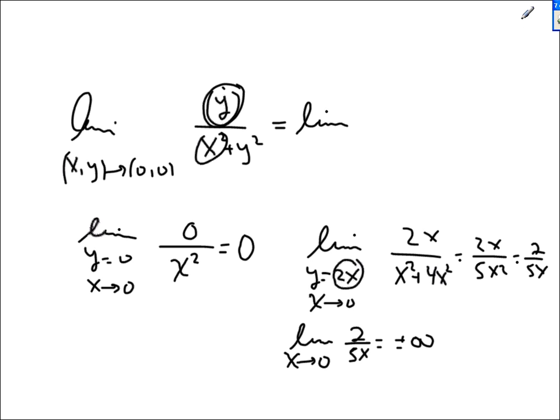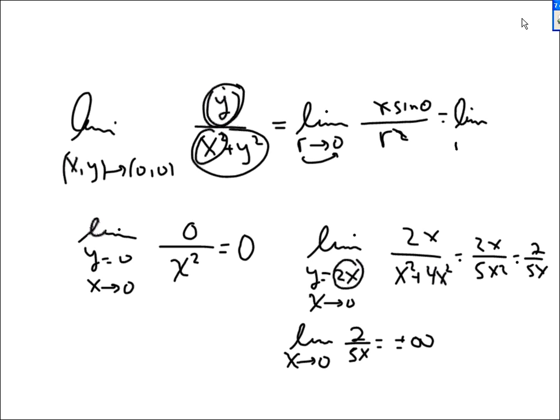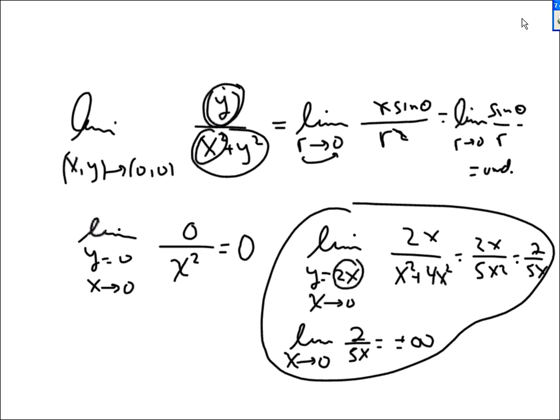Let us see what happens if we go to polar. We have the limit as r goes to 0. The bottom, that's just r squared. And the top is sine, y is the sine, right? It's r sine theta. Since r is not 0, I can divide top and bottom by r. The limit as r goes to 0 of sine theta over r, not 0, excuse me, divided by r. That's undefined, which is exactly what we got using one of the path methods. Okay, it was a one-shot deal.